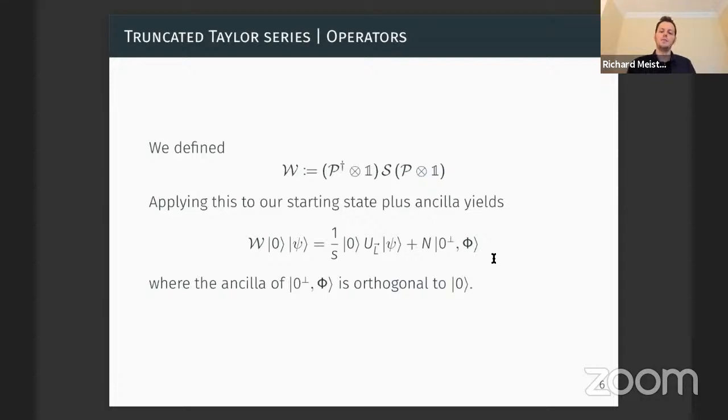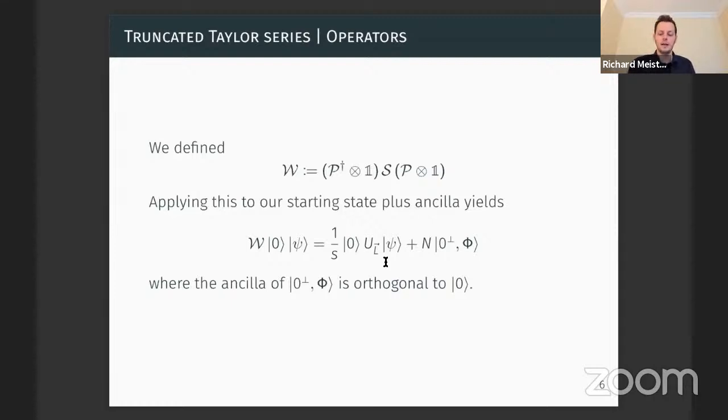So the naive approach here would be to just post-select on the ancilla 0 here. So we would measure the ancilla. If it's 0, we succeed. And if not, we fail and we have to try again. But even if we use the truncated Taylor series approach, we're going to slice up the simulation time into lots of small time steps. And if we do this post-selection, that would exponentially suppress our success probability.